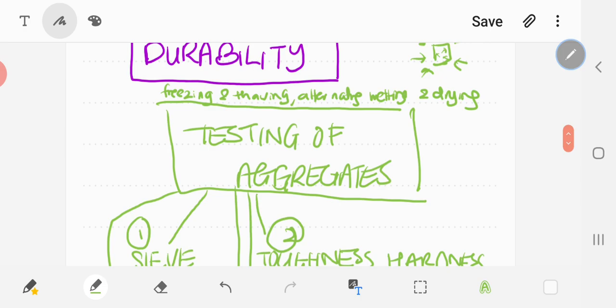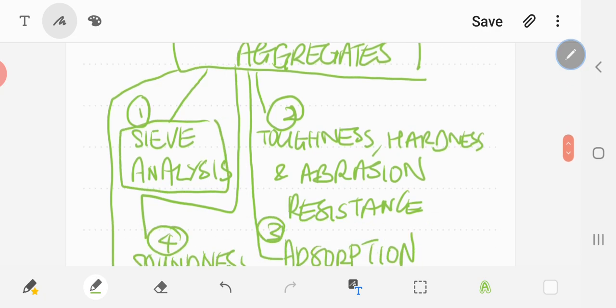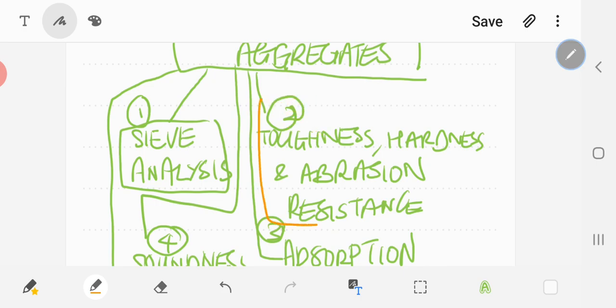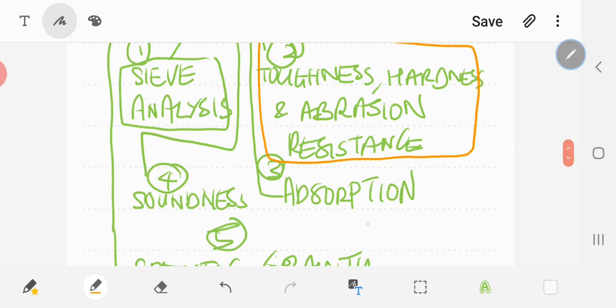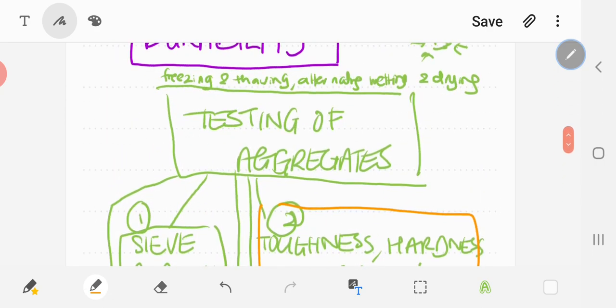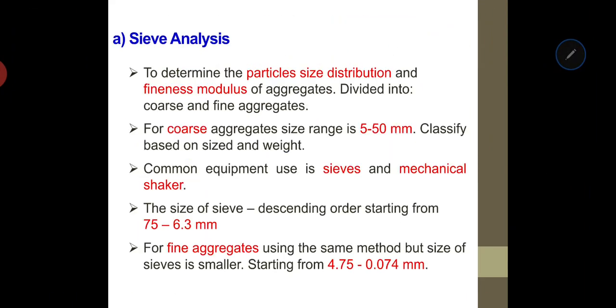Of course, we need to test the quality of the aggregates. So the tests include sieve analysis, and then toughness, hardness, and abrasion resistance. Okay, next is soundness, and then absorption, and also specific gravity. So each of these tests has its own definition.